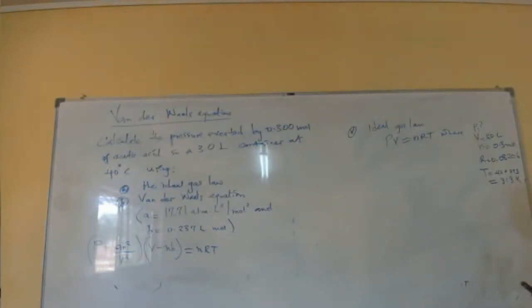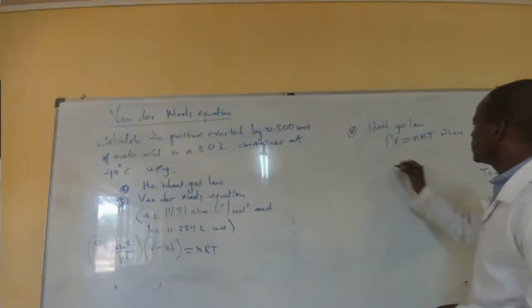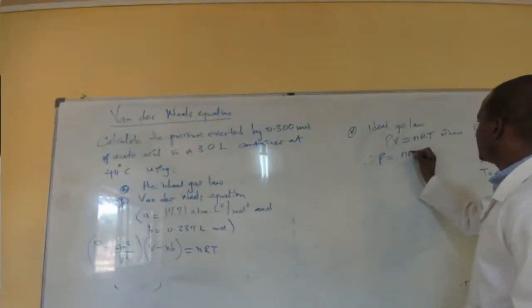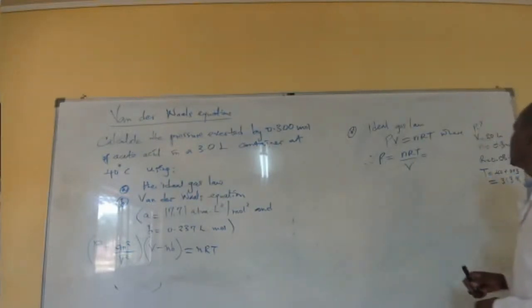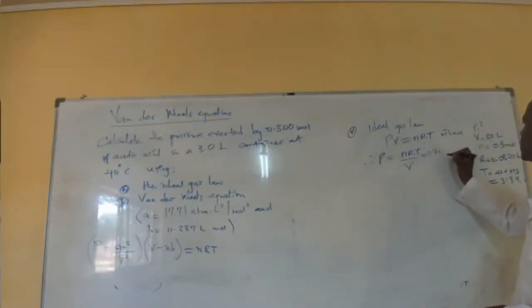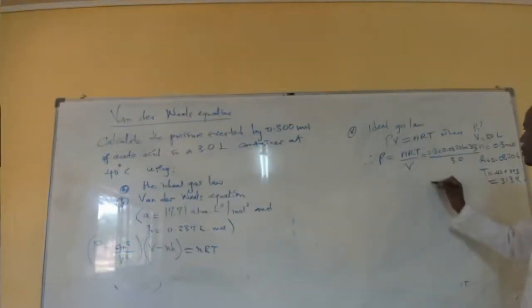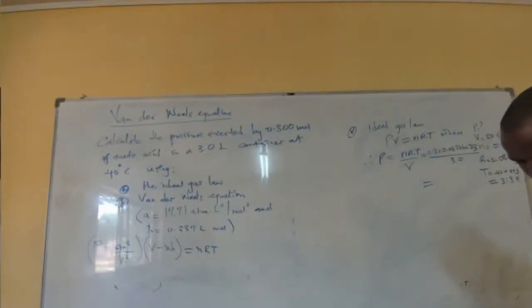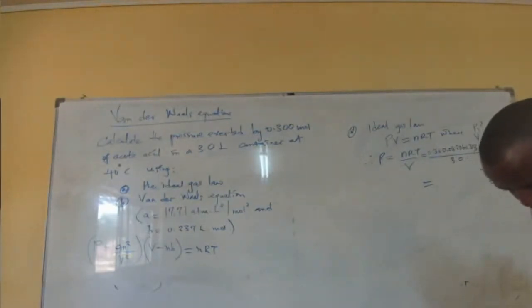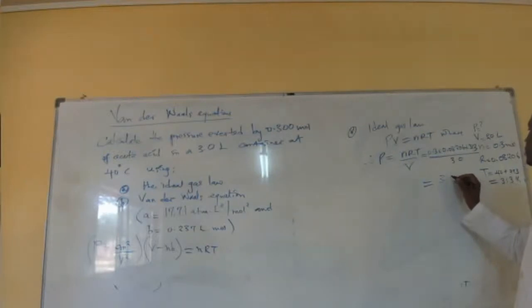Okay. So having done that, then we can calculate for the pressure. So P is equal to nRT over V, which is equal to n is 0.3 times the R constant 0.08206 multiplied by temperature 313 divided by the volume, which is 3.0. If you simplify that, what you are going to get is about 3.85 atmospheres. That is using the ideal gas equation.